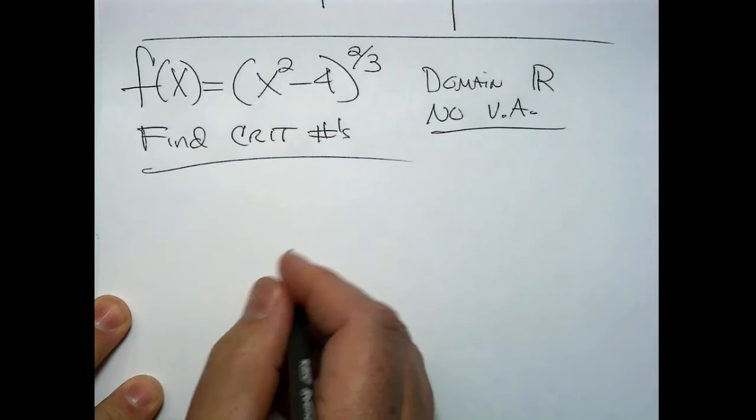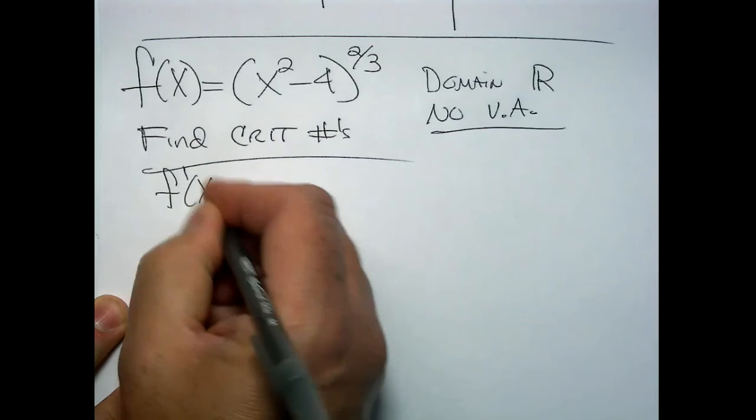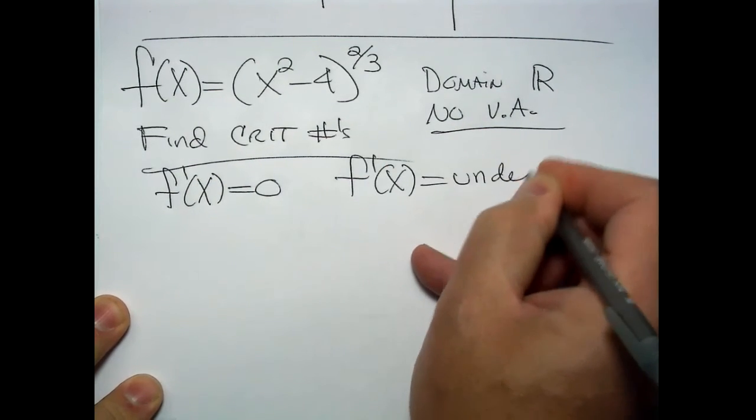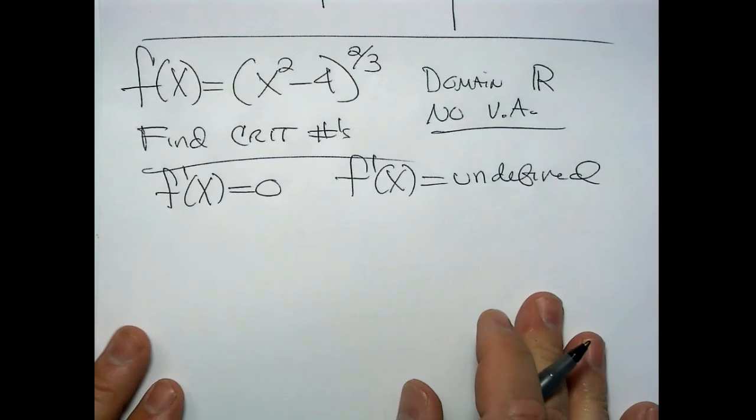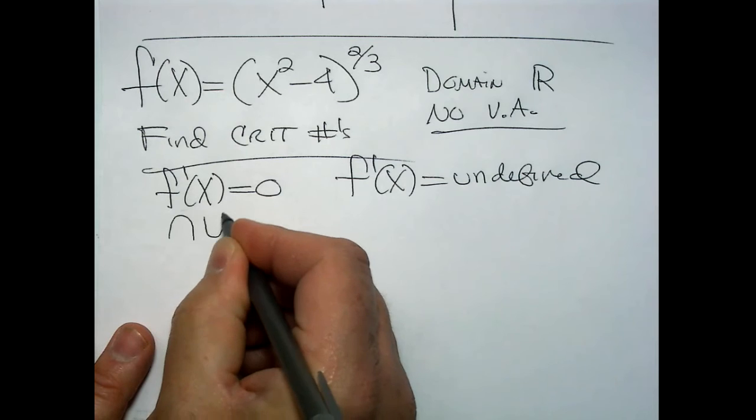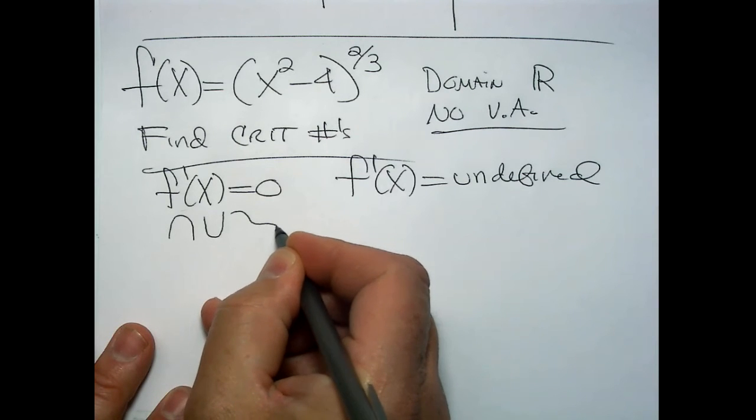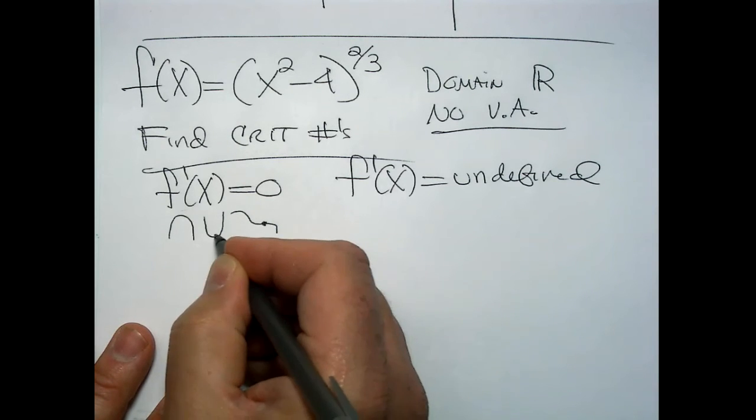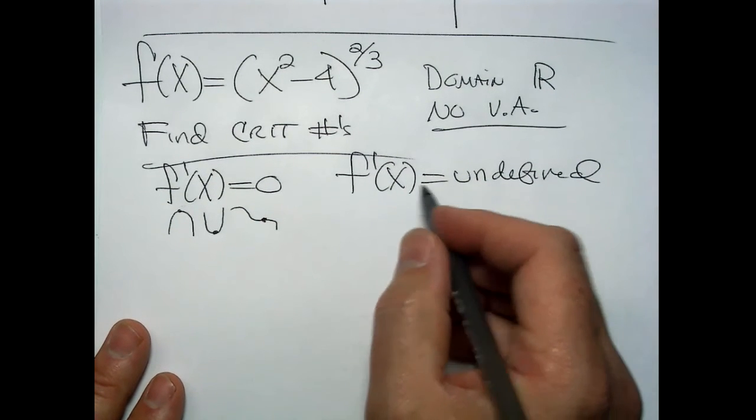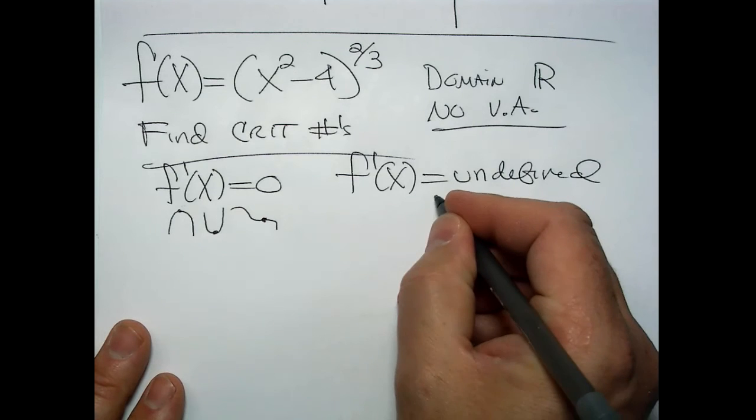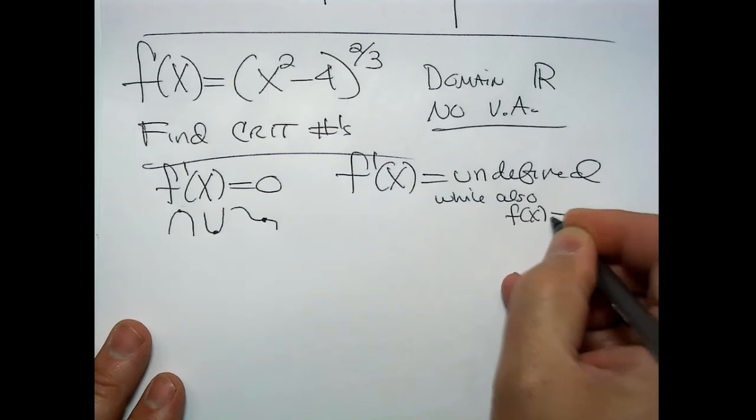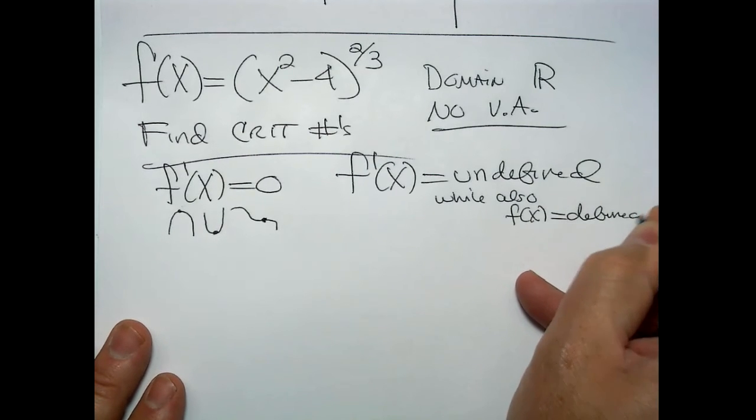How do we do that? Critical numbers: f prime equals 0, or f prime is undefined. Now remember, a critical number where f prime is 0 is either a hill, a valley, or a little flat spot like that. These are critical numbers right here. These are the f prime equals 0 variety. F prime is undefined while f of x is defined. What do those look like?